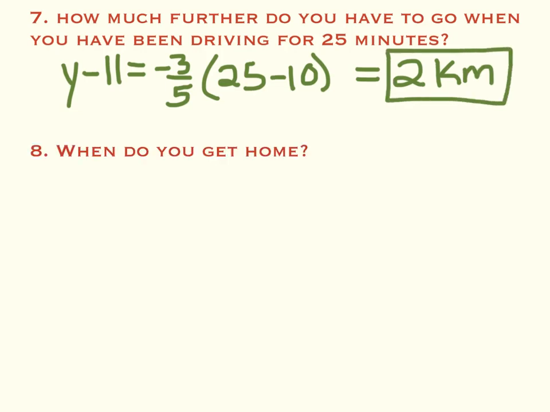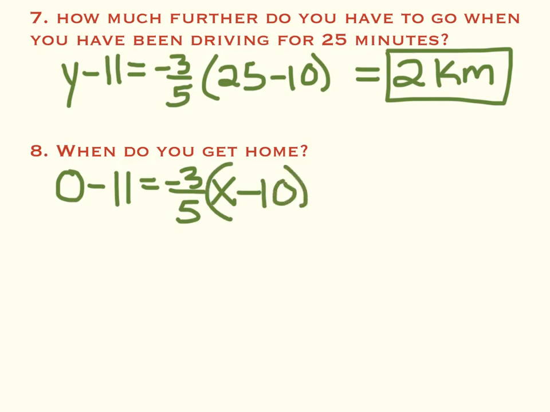They might ask you something like, when do you get home? So you have to think, well, when you get home, that means your distance from home is 0. So we are going to plug a 0 in for our y value. We want to know, when is 0 minus 11 equal to negative 3/5 x minus 10?